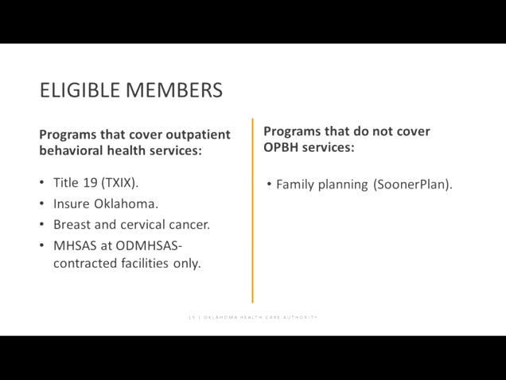Going on with eligible members, if a member has Title 19, Insure Oklahoma, or if they're enrolled via the breast and cervical cancer program, they have access to outpatient behavioral health programs and coverage. And if it's mental health and substance abuse, just keep in mind that they have to see a DMH contracted provider for the MHSAS. Members who do not have coverage are those enrolled via Sooner Plan or the Family Planning Program.